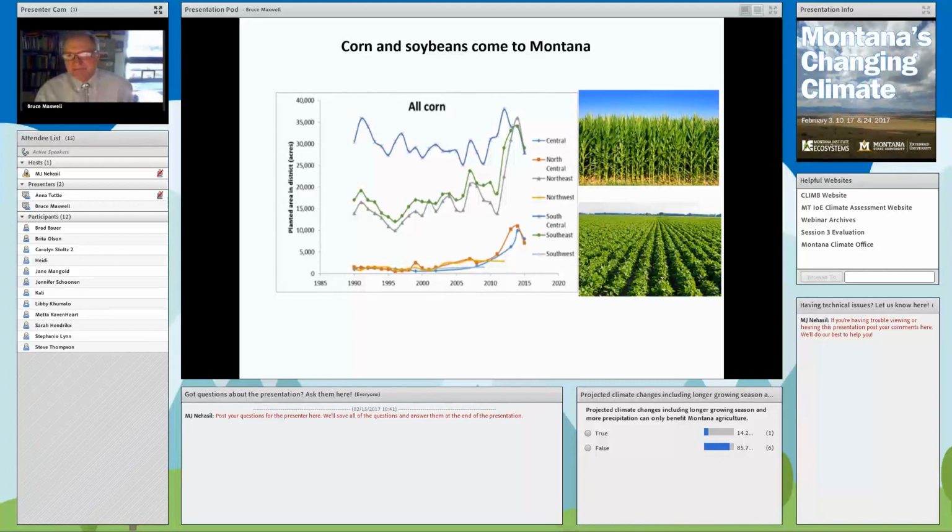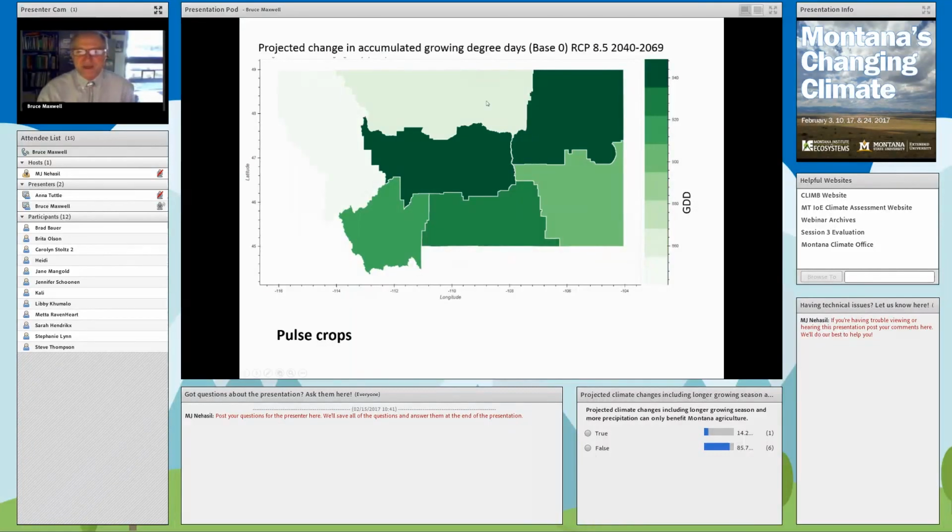Projected change in accumulated growing degree days, fairly similar idea here. Increasing the growing degree days means an increase in the growing season, basically. A growing degree day is based on a particular base temperature. Here we're showing it with a base of 0 degrees centigrade. That's freezing. And anything above that, basically, any days where your average temperature is above 0, you start accumulating growing degree days. So that's why these numbers are so high. So you're just adding on the number of degrees above 0 for each day that you're above 0. So that's why the accumulations look the way they do.